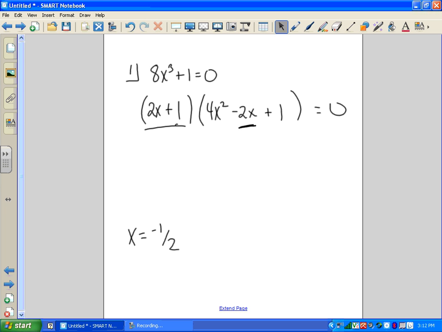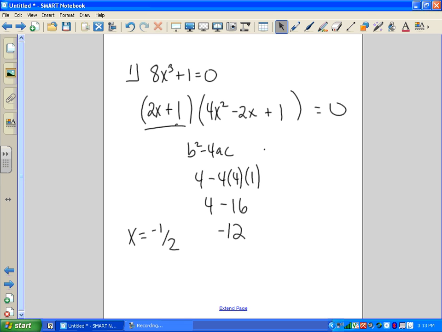Now, I do have an even linear term there, but notice we've got a leading coefficient, so completing the square is going to be too rough here. Let's just use the quadratic formula. Let's do b squared minus 4ac to find my discriminant. That's going to give me 4 minus 4 times 1, so 4 minus 16, which gives me negative 12.